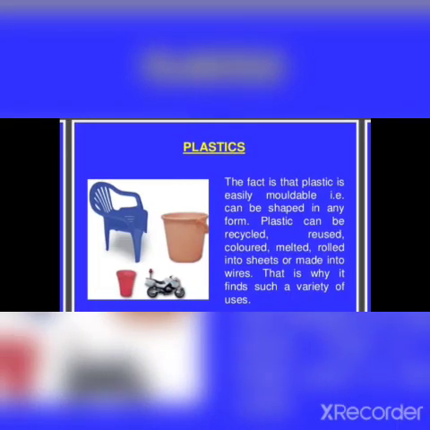Plastic is easily moldable, that is, it can be shaped into any form. Another advantage of plastic is that it can be recycled, reused, colored, melted, rolled into sheets or made into fibers. So it has a variety of uses.